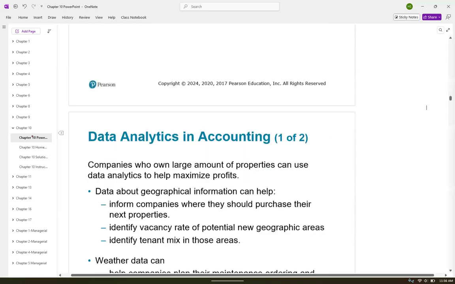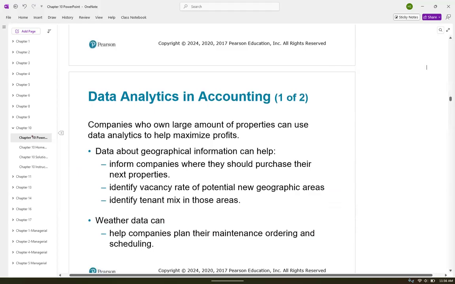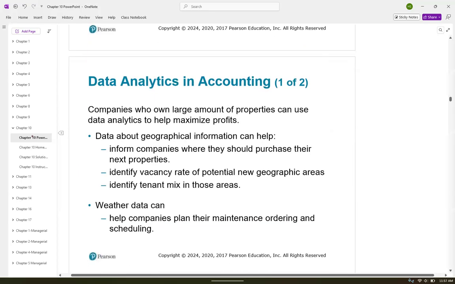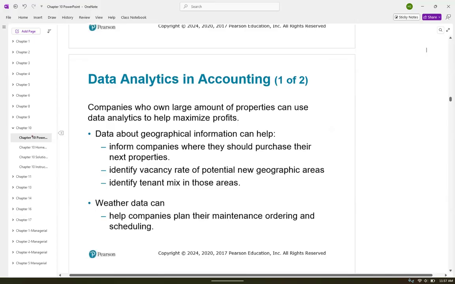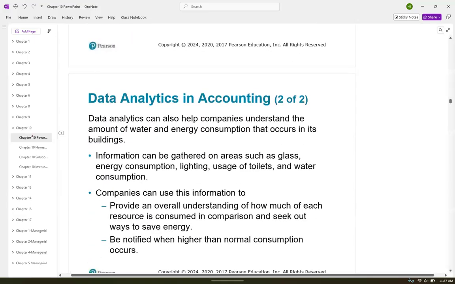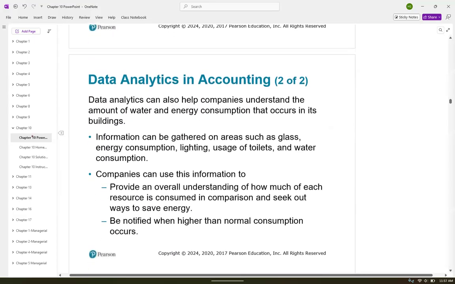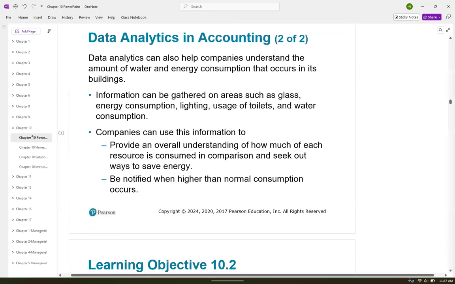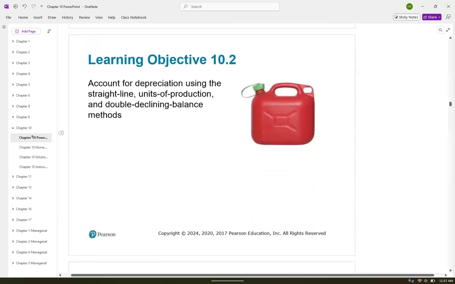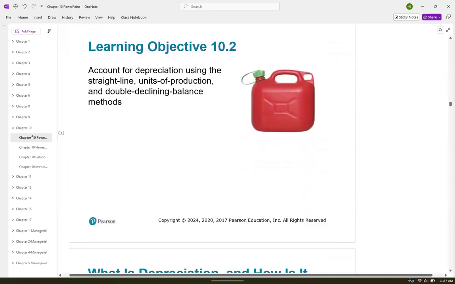Okay. They always are throwing data analytics into each one of these, so if you want to pause the video and read those, or if you want to look at those in the PowerPoint in Canvas, you are free to do that. We are done with Objective 10.1. We will pick up next on Objective 10.2.